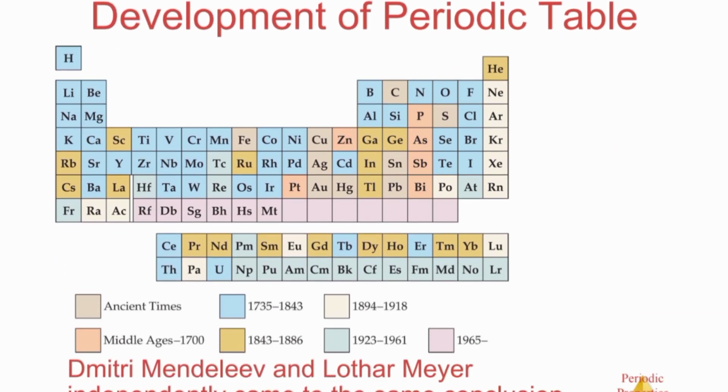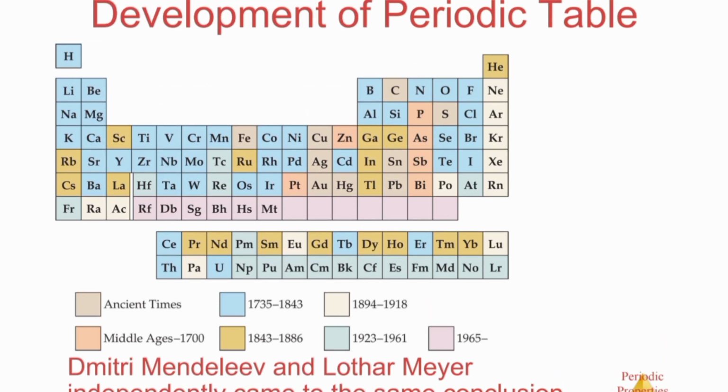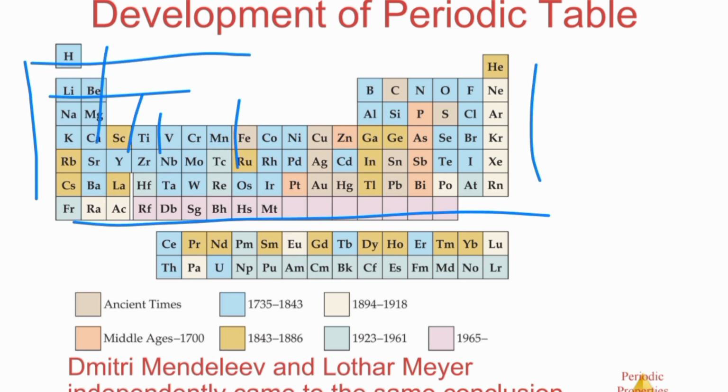Development of periodic table. This is the periodic table. Dmitri Mendeleev and Lothar Meyer independently came to the same conclusion about how elements should be grouped. You can see here 1, 2, 3, 4, 5, up to 18 groups, a total of 18 groups, and periods 1, 2, 3, 4, 5, 6. The horizontal rows are periods and vertical columns are groups.